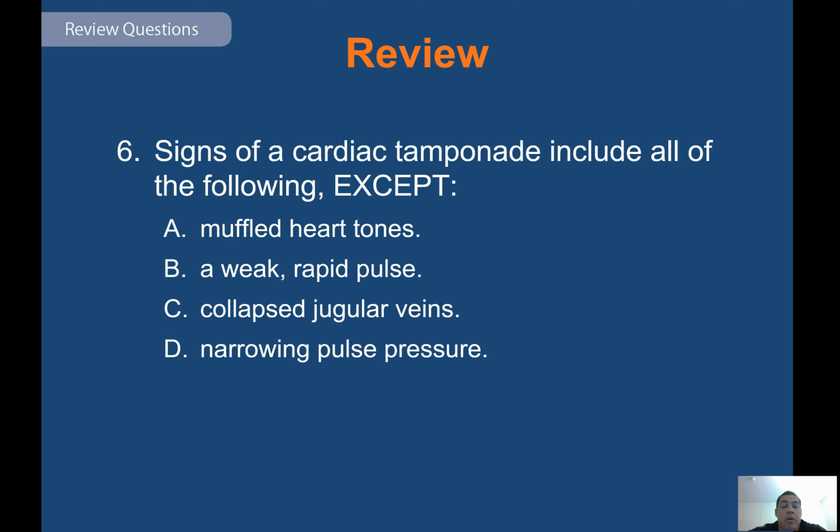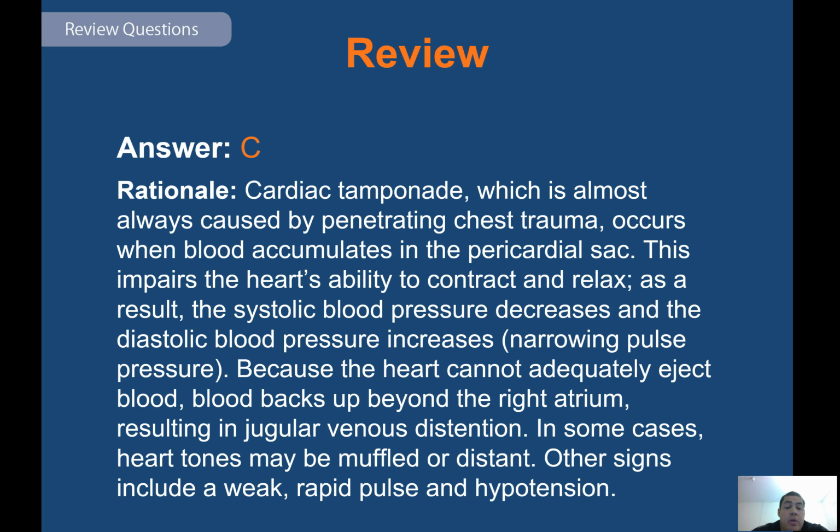Signs of cardiac tamponade include all the following except... Remember your signs of cardiac tamponade. So C, cardiac tamponade, which is almost always caused by penetrating chest trauma, occurs when blood accumulates in the pericardial sac. This impairs the heart's ability to contract and relax. As a result, the systolic blood pressure decreases and the diastolic blood pressure increases. So that's going to be a narrowing pulse pressure. Because the heart cannot adequately eject blood, blood backs up beyond the right atrium, resulting in jugular venous distension. In some cases, heart tones may be muffled or distant. Other signs include a weak, rapid pulse and hypotension.